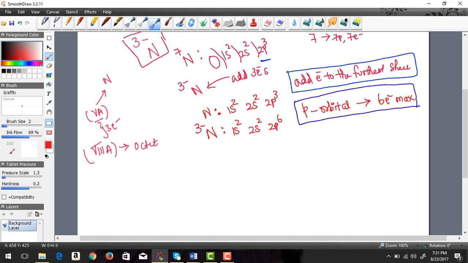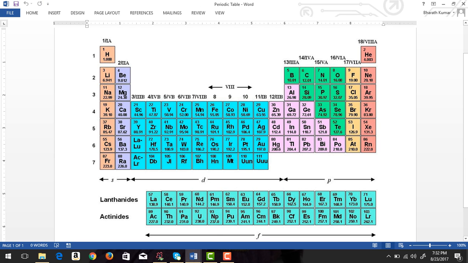To find the number of neutrons and protons, well, it's got 7 protons, so N3 minus would still have 7. We started with 7 electrons, we've added 3, so it has 10 electrons total, right? And it has 7 protons, that does not change. To find the number of neutrons, we got to go back to the periodic table.